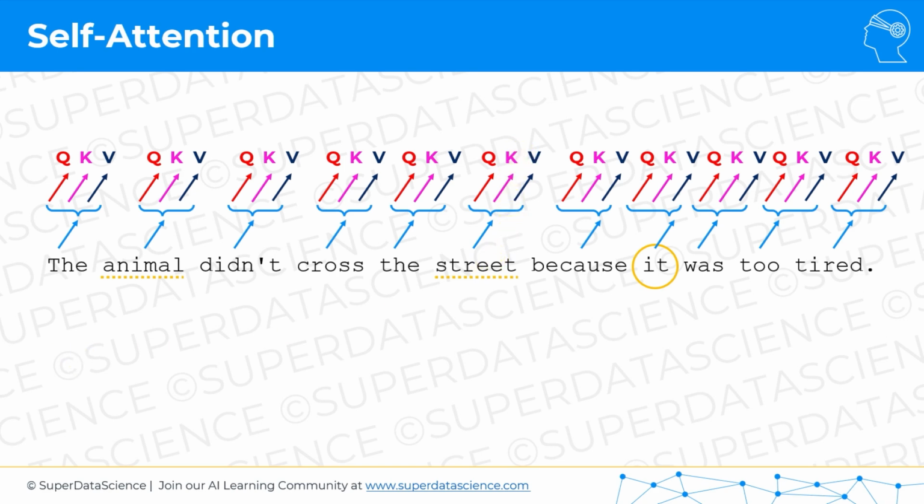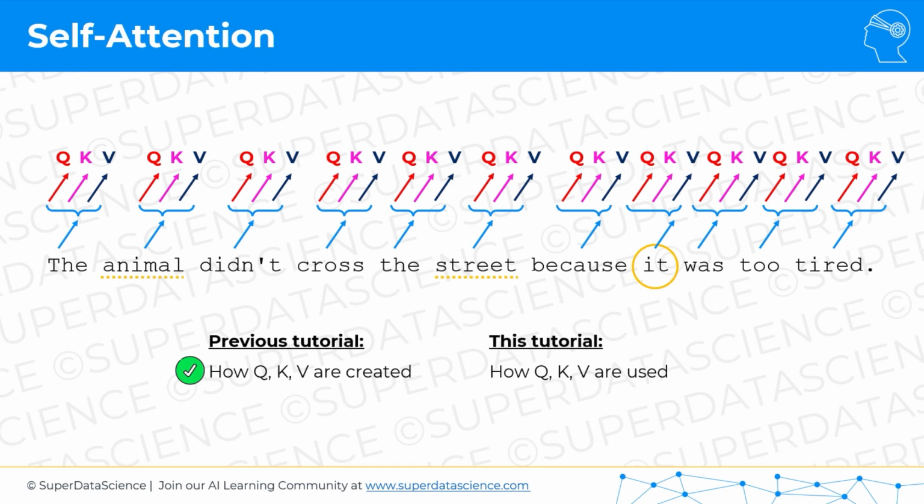Now, at the start, these three vectors mean nothing because they're going to be created by linear transformations with random weights. So they're just going to be random vectors. But over time, the transformer will learn to correctly utilize these vectors. We're just creating a mechanism for it to utilize them, and that's exactly what we're going to be talking about in this tutorial, the mechanism. So previously we learned how they're created, and today we're going to learn how they're going to be used.